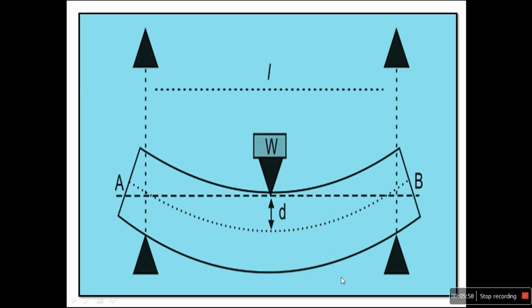And this is the schematic diagram for non-uniform bending. This is the original position of the scale. Here we fix one pin. After applying the load, this much bending happens, and this is the depression produced. This is the original position and this is the depressed position. So we have to calculate how much depression is produced in the scale by applying the weight, using the travelling microscope. And L is the distance between the two knife edges.